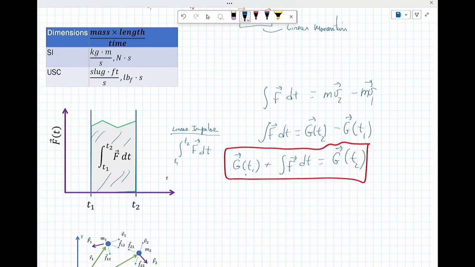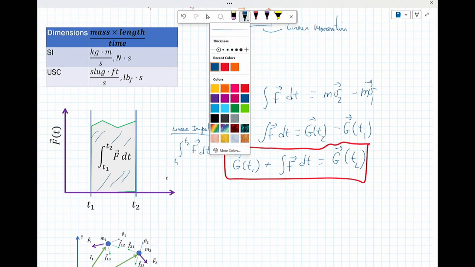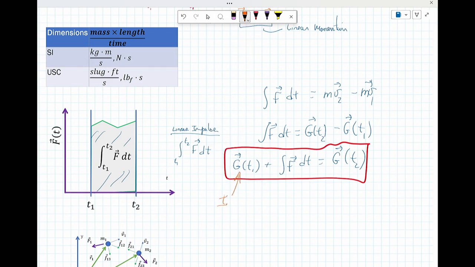And all that is initial linear momentum plus an impulse delivered equals final momentum.